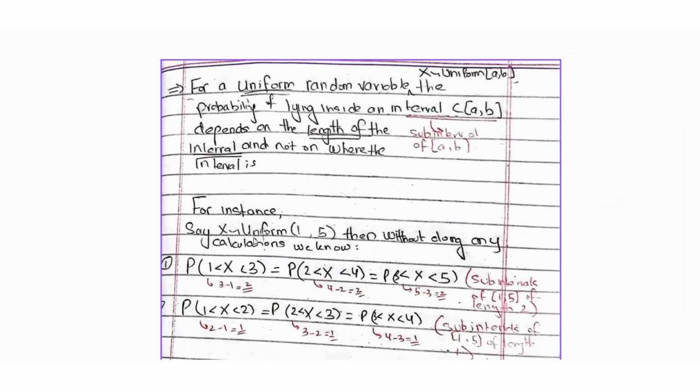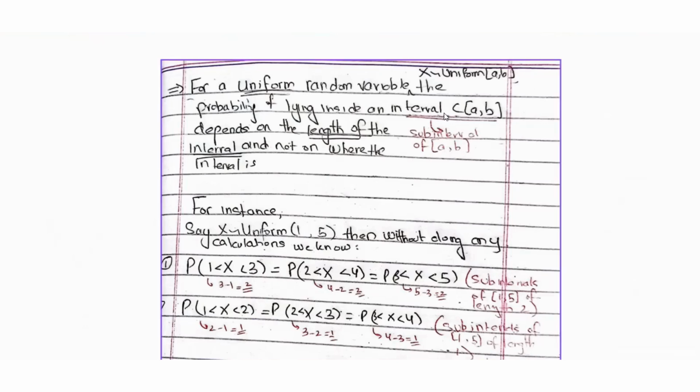What this means is, say we have X, which is uniformly distributed from 1 to 5. Then without doing any calculations, we know the probability that X lies inside any subinterval of [1, 5] of length 2 is the same. So these are all subintervals of the interval [1, 5] which have length 2. The probability it lies inside any of these subintervals, which have the same length, in this case 2, is the same. Similarly, the probability it lies inside any subinterval of [1, 5] of length 1 will also be the same. So the idea is that for a uniform random variable with two parameters a and b, the probability it lies inside any subinterval of [a, b] is the same for those intervals that have the same length.